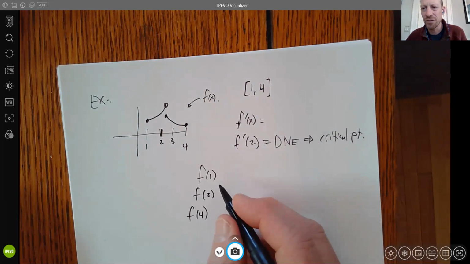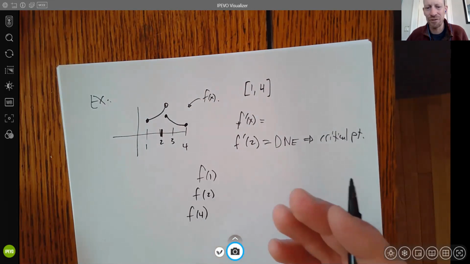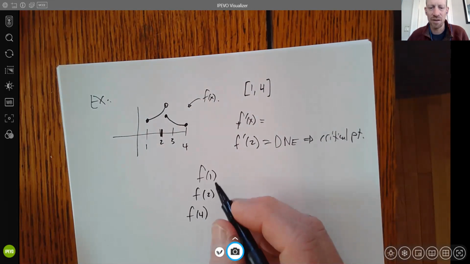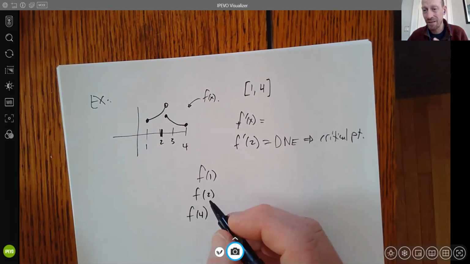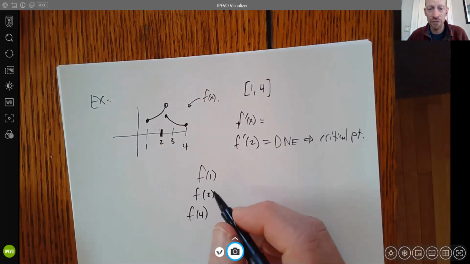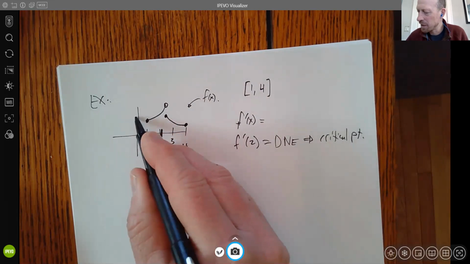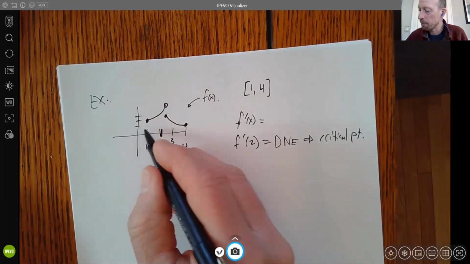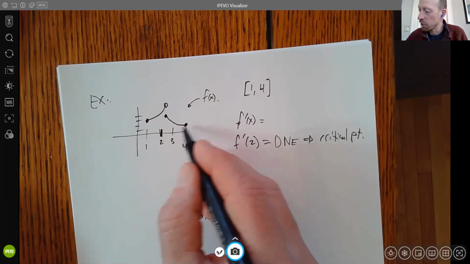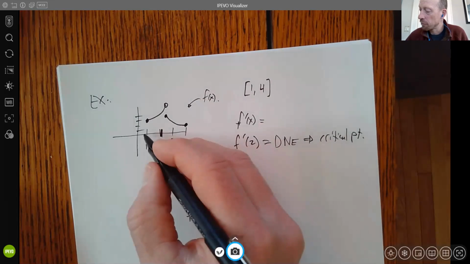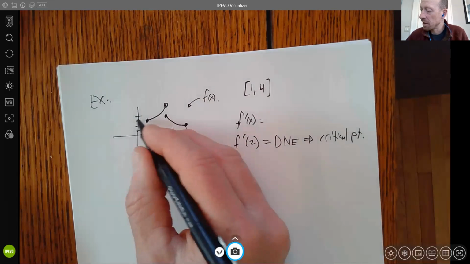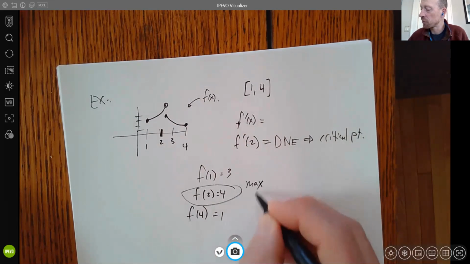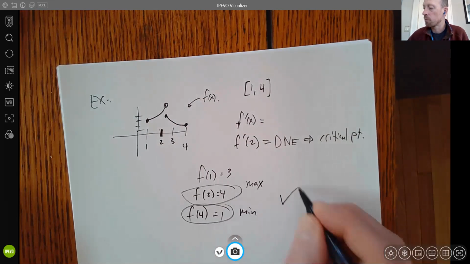They're only integer values just because I'm trying to make our life easier. I mean, there are infinite values in there. But in this case, 1, 2, and 4 are the only possibilities based on the theory. And what I would find is, and again, it's a little tight here, but f of 2 certainly looks like it's a little bit bigger than f of 1. So let's say f of 4 is 1, f of 1 is 3, and f of 2 would be 4. So what we would say then is, okay, this is the max, and this is the min, and we're done.